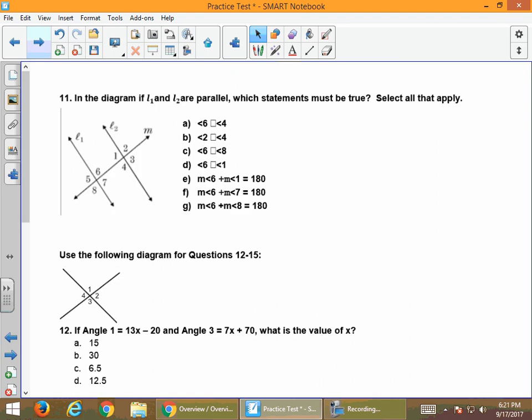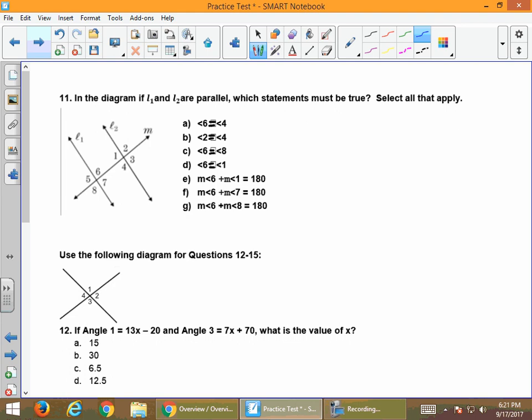And our last page. Question number 11 says in the diagram if line 1 and line 2 are parallel. Now, this did not copy right. These should be equal signs. I assume you probably figured that out, but for some reason it copied as this square box. So if these two things are parallel, which of these must be true?